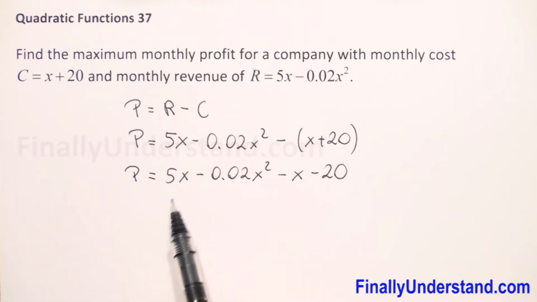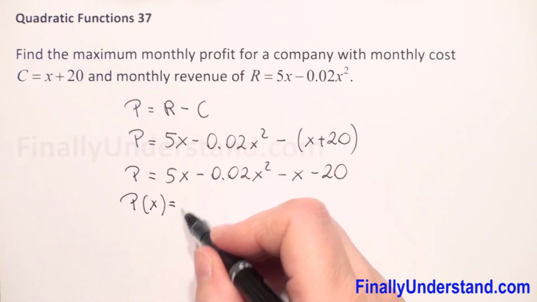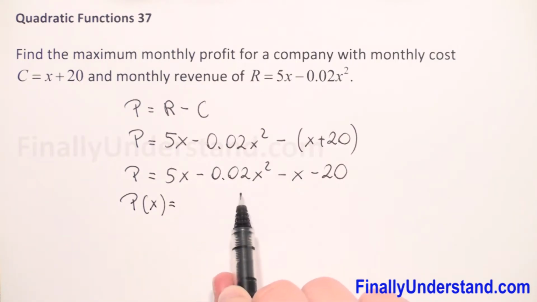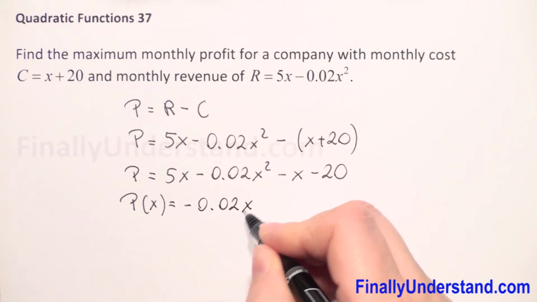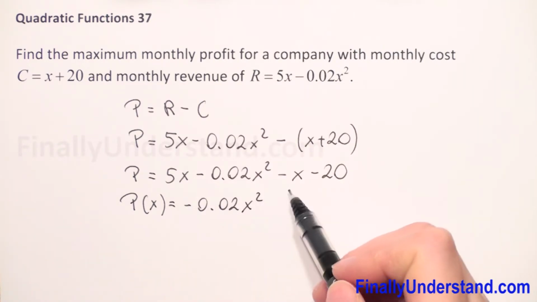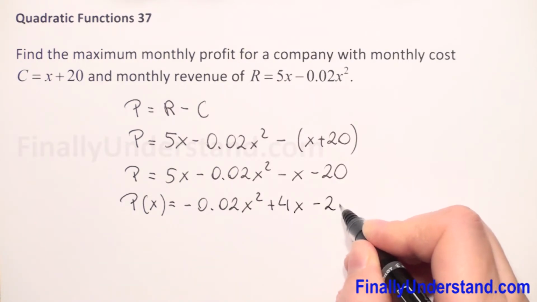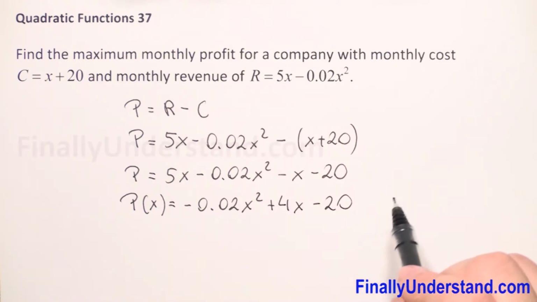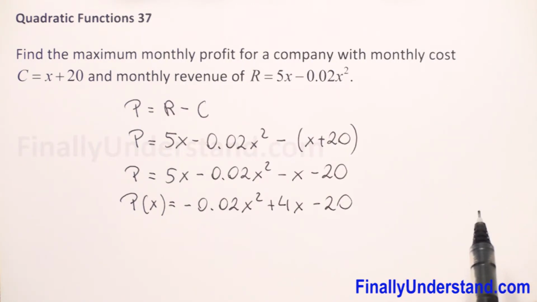Because we have x unknown, we can write that P of x is equal, and we will start from the highest power, so this is negative 0.02x squared. 5x minus 1x is 4x minus 20. We got a quadratic function.